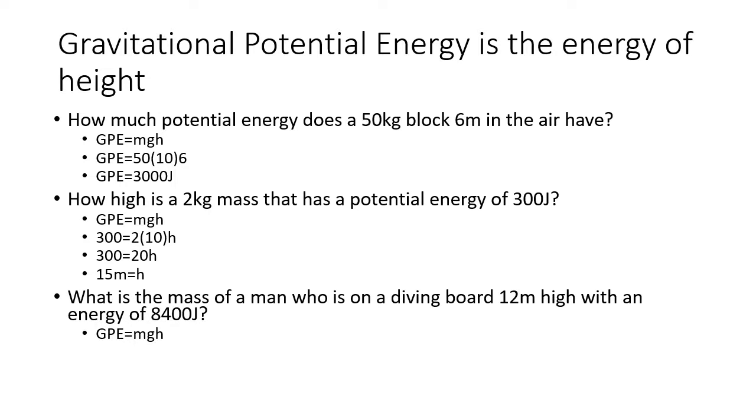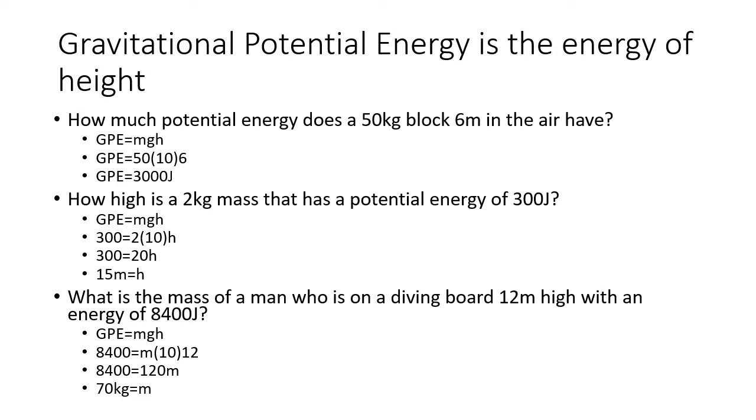We'll start with our gravitational potential energy formula. The gravitational potential energy is 8,400 joules. The gravitational acceleration is 10 and our height is 12. That means 8,400 equals 120 m, for a total mass of 70 kilograms.